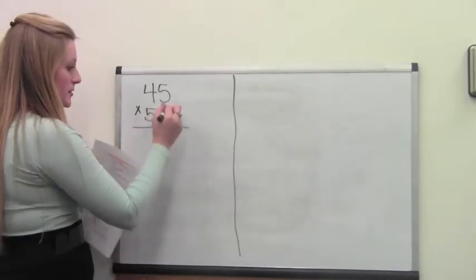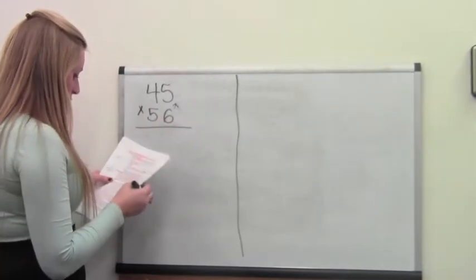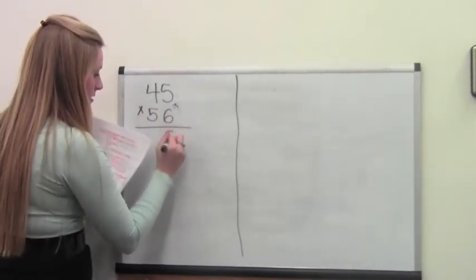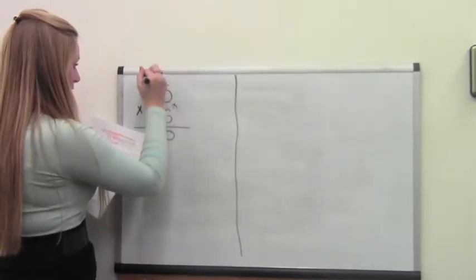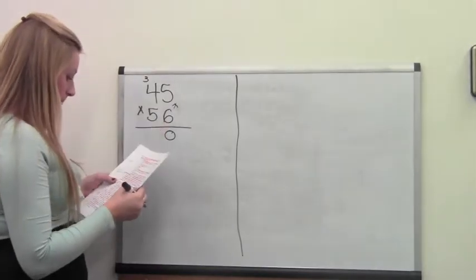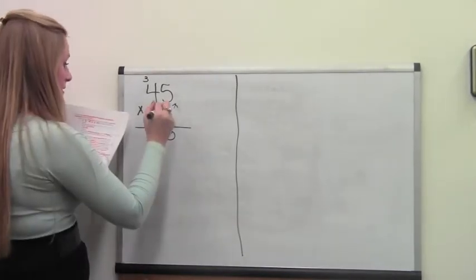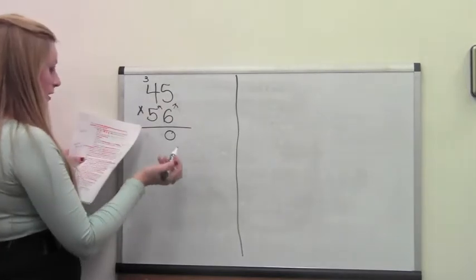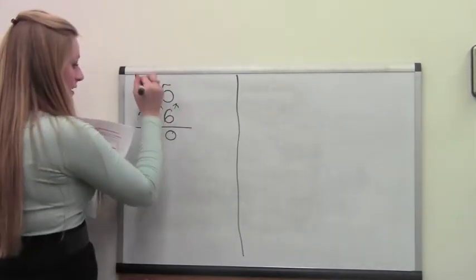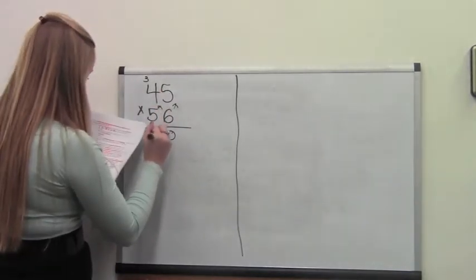Typically, we will begin by multiplying 6 times 5, whose product is 30, writing down the 0 in the ones column and carrying the 3 to a place above the 4. Next, we will multiply 6 times 4, whose product is 24. Adding the carried 3 gives us a value of 27.